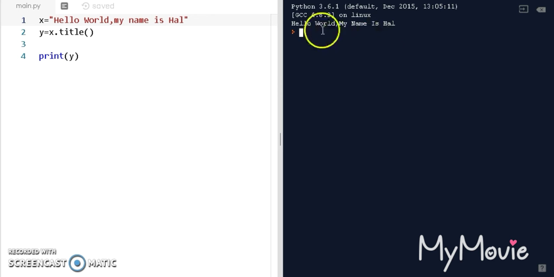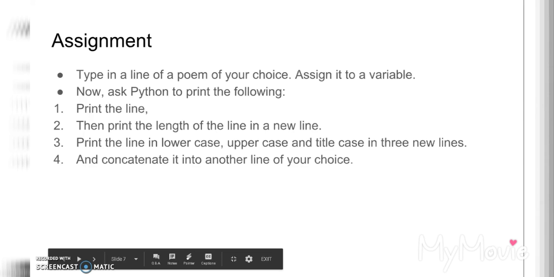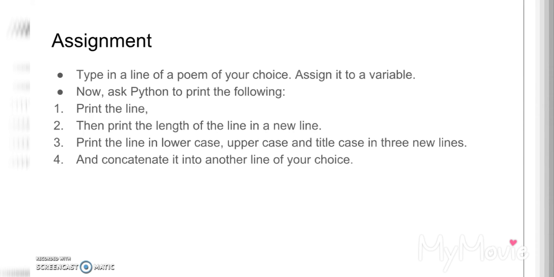Here's the assignment for today. Type in a line of a poem of your choice. Assign it to a variable. Now, ask Python to print the following. Print the line, then print the length of the line in a new line. Print the line in lowercase, uppercase, and title case in 3 new lines, and concatenate it into another line of your choice.